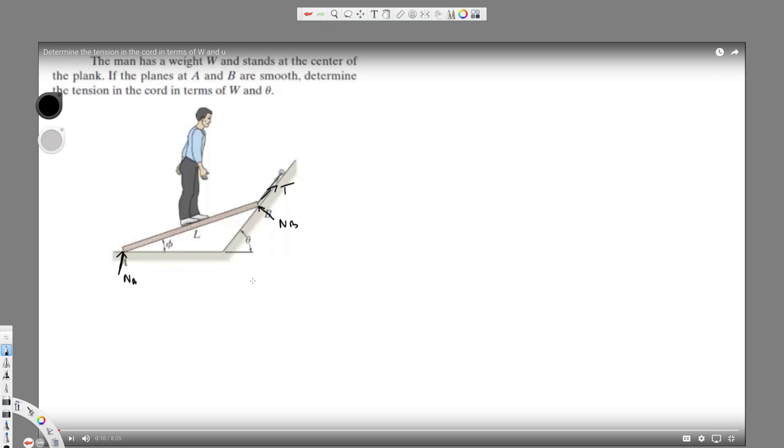So since we have this information, what I'm going to do is, we have two unknowns here, so to get rid of this, I'm going to use the moment around B. If I take moment around B, this will cancel. So let's do that. Sigma moment around B is going to be equal to zero according to statics. And also here's a weight acting.